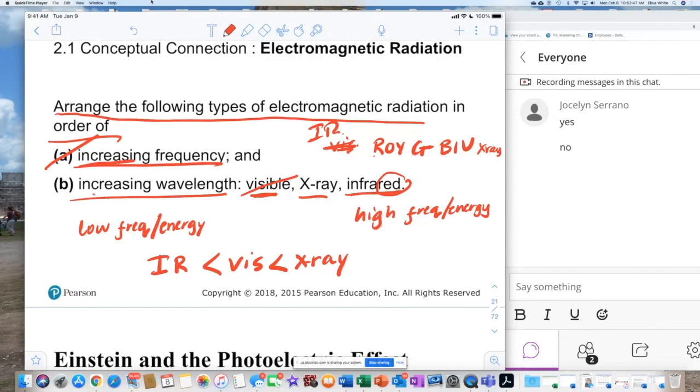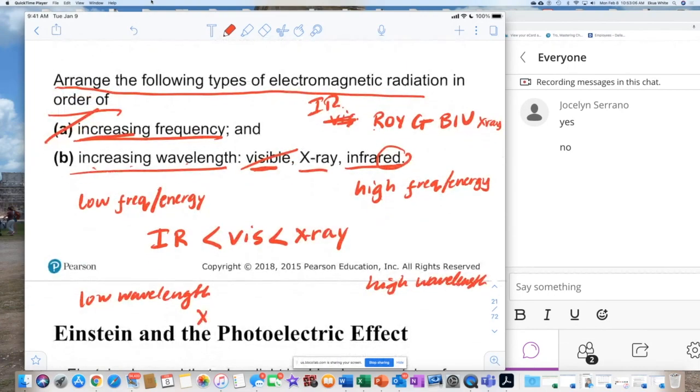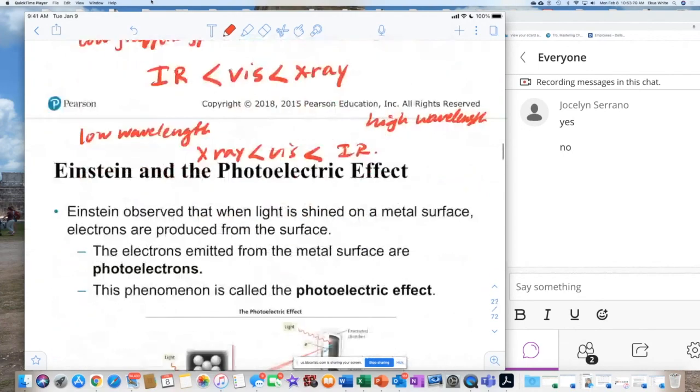Done. Now, when they say increasing wavelength, the wavelength and the frequency are inversely proportional, so just reverse it. So you have low wavelength, high wavelength, if I can spell that correctly. This would be X-ray, visible, infrared. Okay, so it's a reverse of what we've been saying so far.